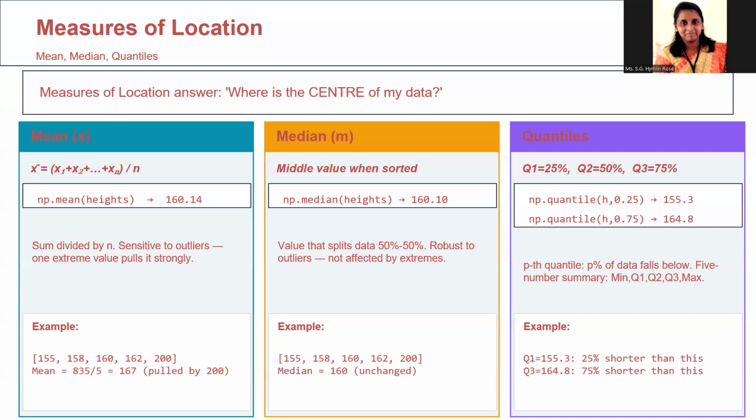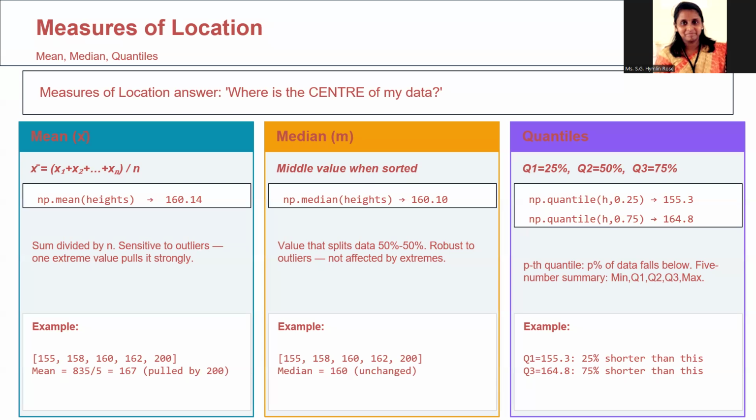See this, the middle value is 160 if it is arranged in ascending order. So this median is 160, which is unchanged. The key property is that it is robust to outliers, but the mean is sensitive to outliers.